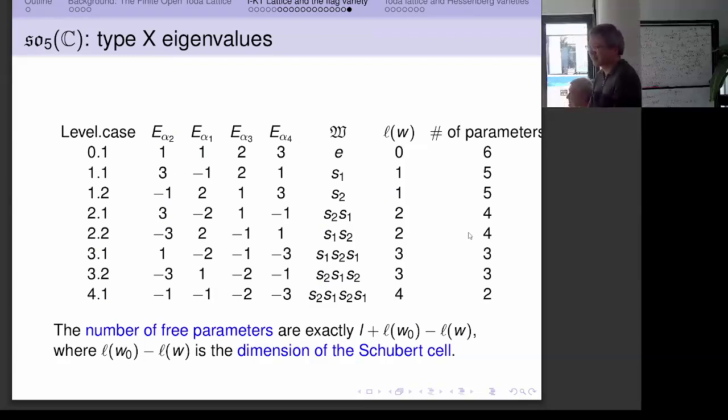You can find at last the eigenvalues of some huge matrices, and they have a very nice form. And that's the end of this example. Hopefully I convinced you, using this one example, that it's really the flag variety. Even in other types, you can do this calculation.